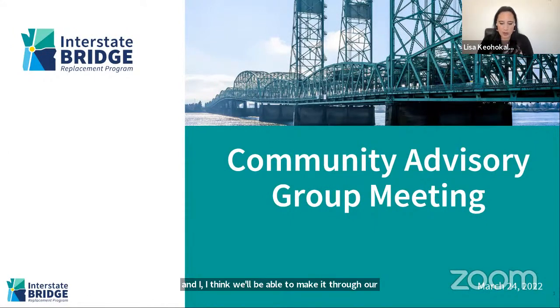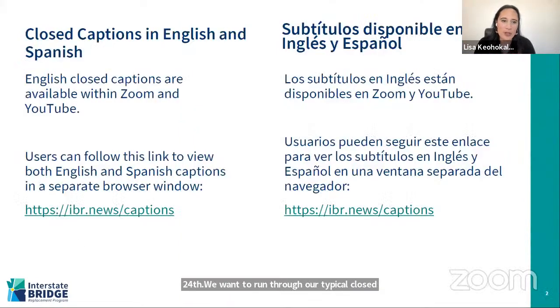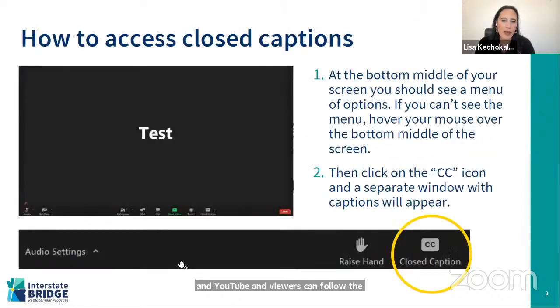We want to run through our typical closed captioning protocols and just review how to access closed captions in both English and Spanish. English captions are available within Zoom and YouTube, and users can follow the link to view both English and Spanish captions in a separate browser window. Next slide. If you are in the Zoom room and you'd like to access closed captions, there is a CC icon on the lower right-hand side of your Zoom menu, and we encourage you to just click on that and you'll be able to read the closed captions.